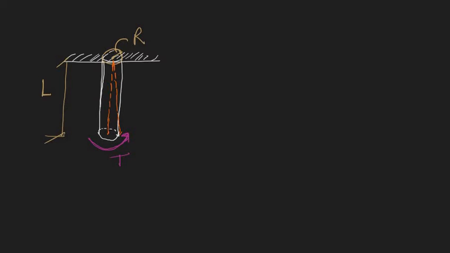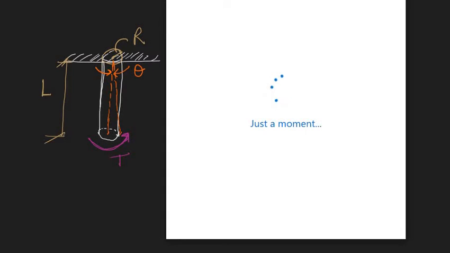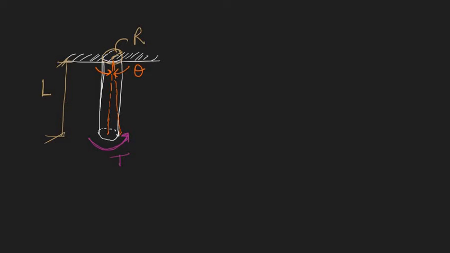Let's say the total rotation here is denoted by theta. So theta is the rotation for this entire length L, or you can say the rotation per unit length, or the angle of twist. This is the more technical term. The angle of twist per unit length can be expressed as theta dashed, and it is equal to theta divided by L. This is the angle of twist per unit length.